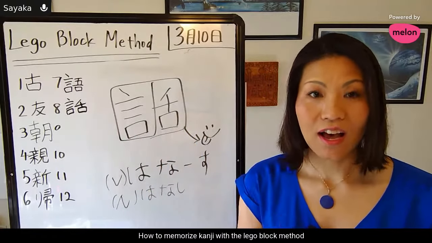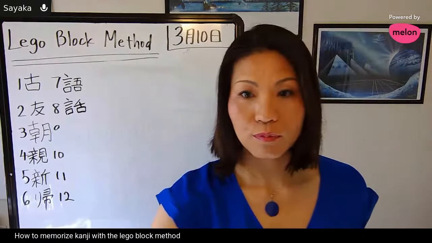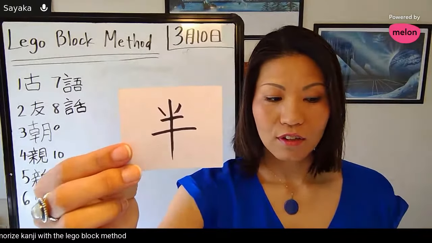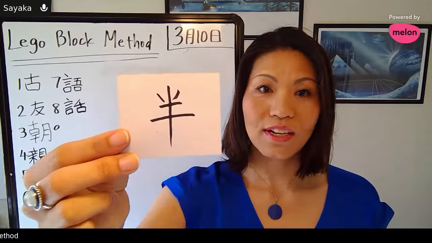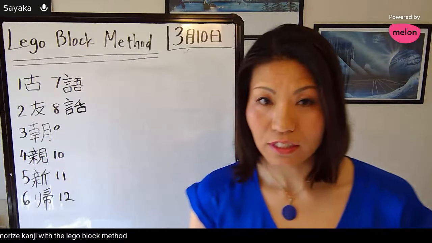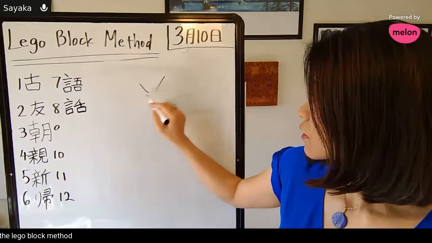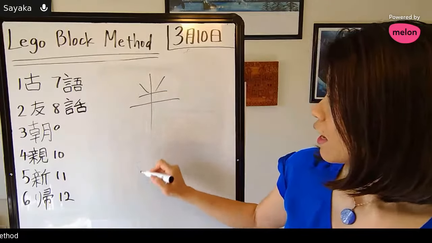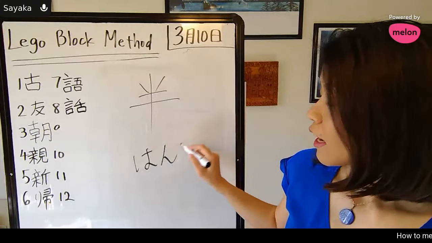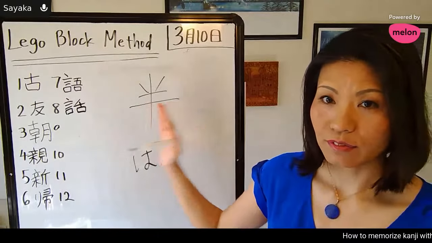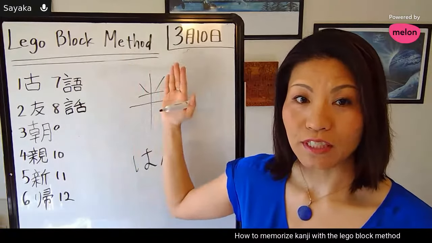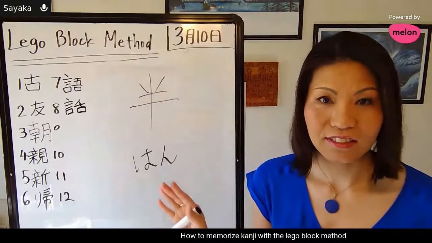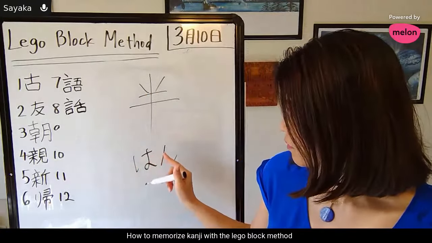話す。この漢字は何ですか？この漢字は, this kanji means half. 半, half. It makes sense because this kanji is symmetric. 右と左が同じです。同じです。半。So that's it.